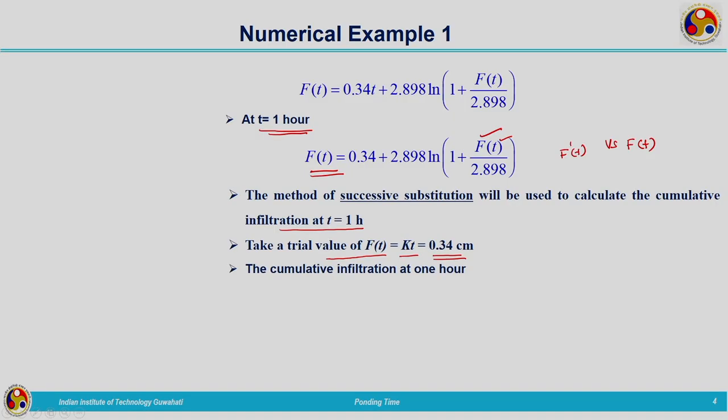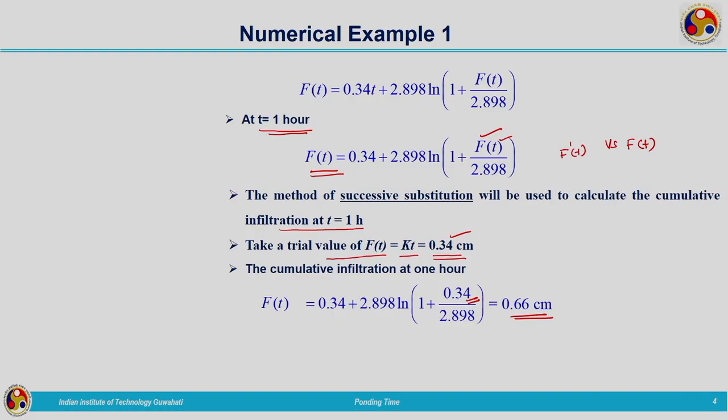So the cumulative infiltration at 1 hour with the assumption of F of t equal to 0.34 can be calculated by substituting in that equation. Here we have substituted F of t equal to 0.34. This can be calculated as 0.66 centimeters. So we got the cumulative infiltration F of t equal to 0.66 centimeter, but our assumption was 0.34 centimeter. So much of a difference is there, so this process has to be repeated until we get both the values the same.